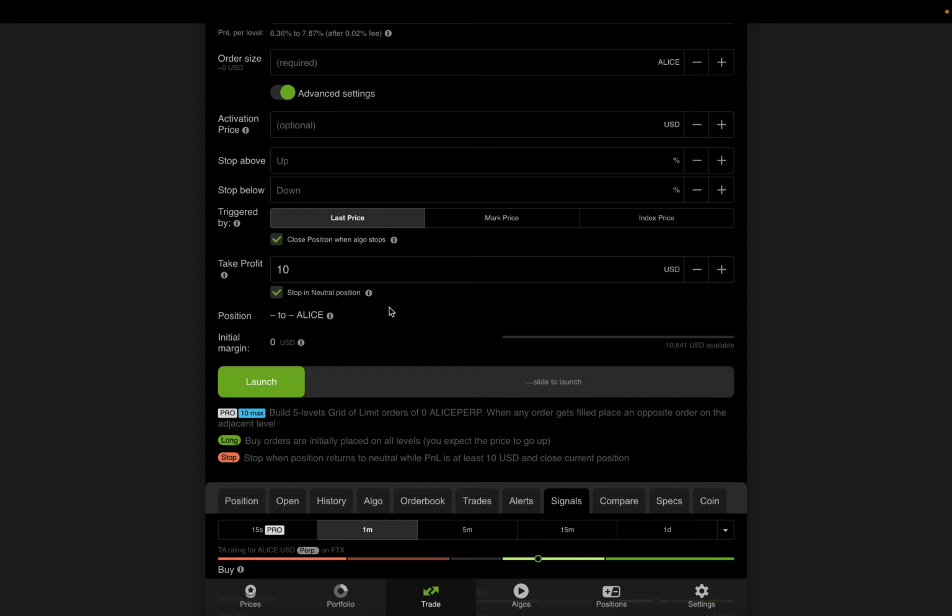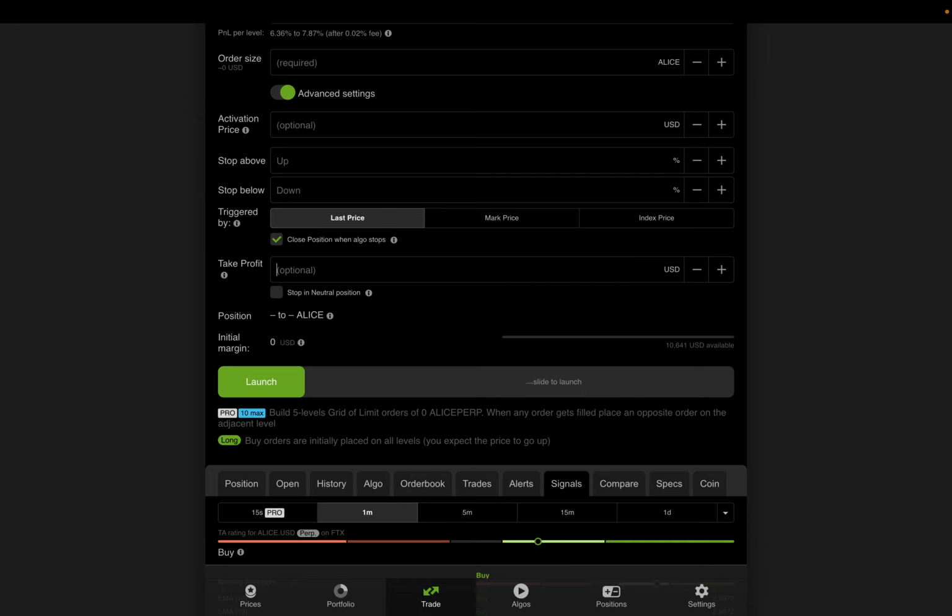Take profit and stop in neutral position, one by one or taken together, are very powerful tools in the arsenal of every grid trader. Even more so, same as take profit, stop in neutral position can be added while the grid is already running, and that's where it might be the most useful.